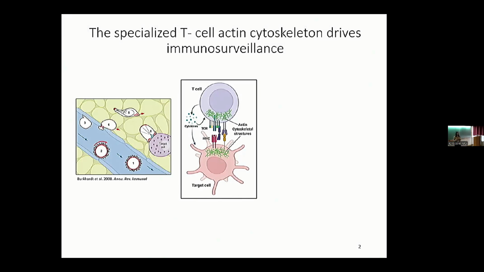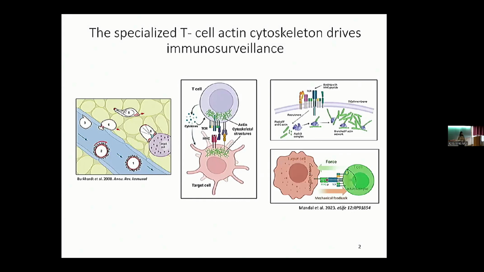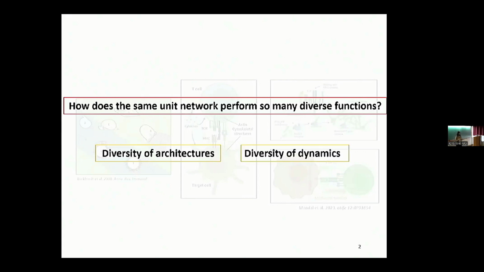And the T-cell actin cytoskeleton actually matches these demands by forming a lot of specialized structures and aiding in, say, acting as a scaffolding during signaling, force generation, mechanosensing, and many other functions during many steps of immunosurveillance. So looking at this versatility of actin, one might ask, how does the same unit network of actin perform so many diverse functions? The answer may lie in the diversity of architectures of actin as well as the diversity of their dynamics, both of which are seen at the T-cell immune synapse and at different stages of T-cell immunosurveillance.